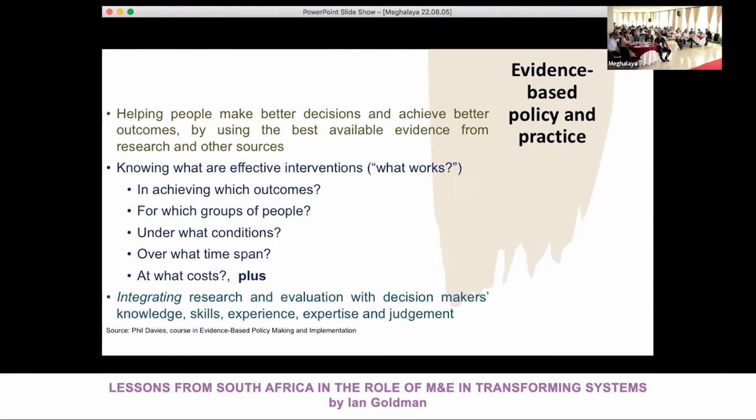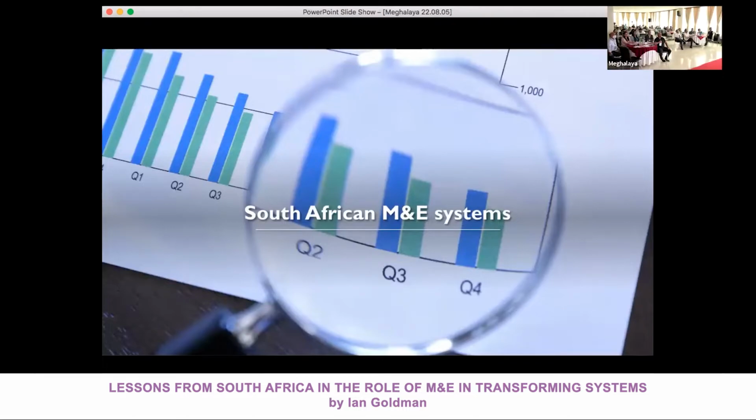Okay, so that's just a bit of background as to why the system is so important, and why monitoring and evaluation has got a big role to play. But we need to do a lot of advocacy. And I'm going to talk a little bit now about the South African M&E systems.